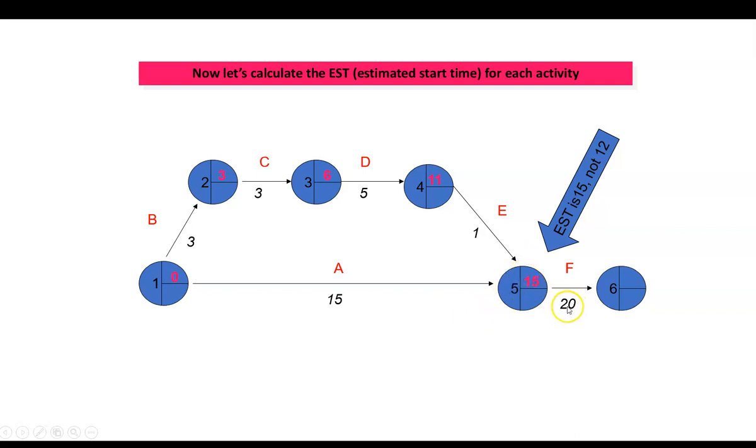And then this one's easier. We've got 15 plus 20, that will be 35. Okay, so EST here, it's 15, it's not the 12.